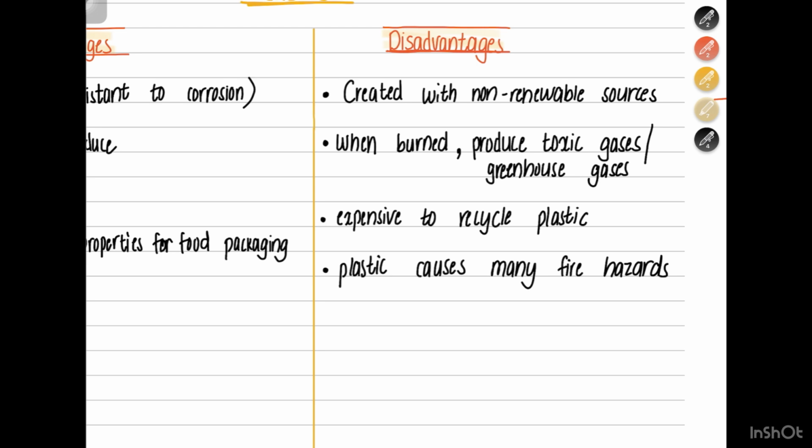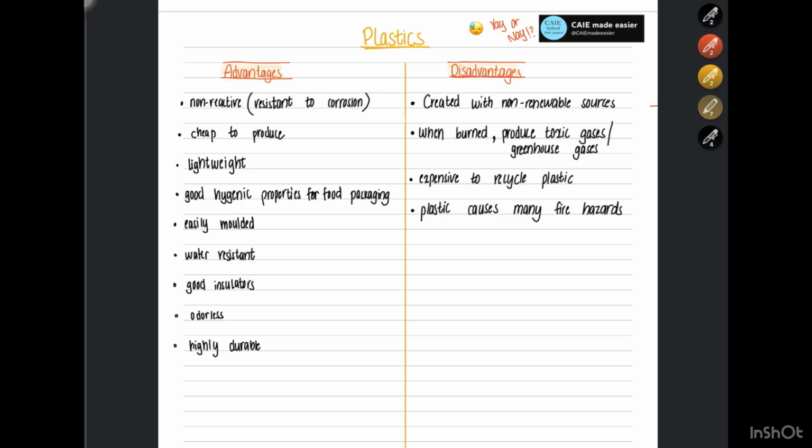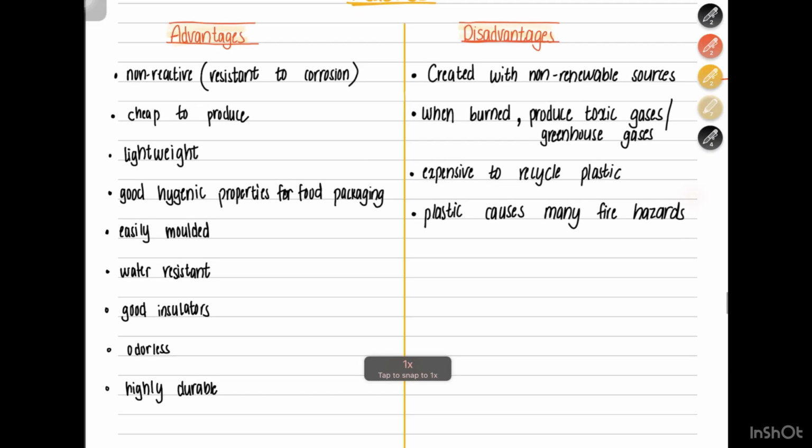Sometimes, in cracking, bigger organic compounds are broken down to smaller ones. They can be used to make plastic. So the source is a non-renewable source. Second point is when burned, it produces toxic gas or greenhouse gas.